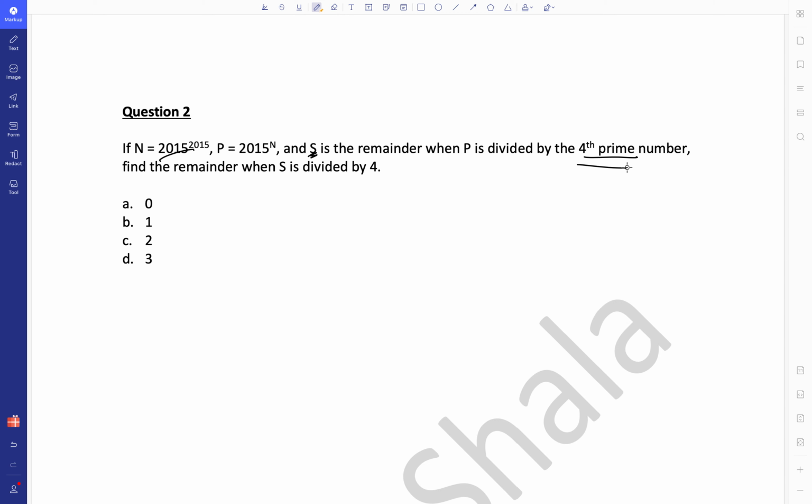What is the fourth prime number? What are the prime numbers? 2, 3, 5, 7. Is 1 also a prime number? No, 1 is never a prime number. The first prime number is 2. So the fourth prime number is 7. So what is s? S is the remainder of p with 7.